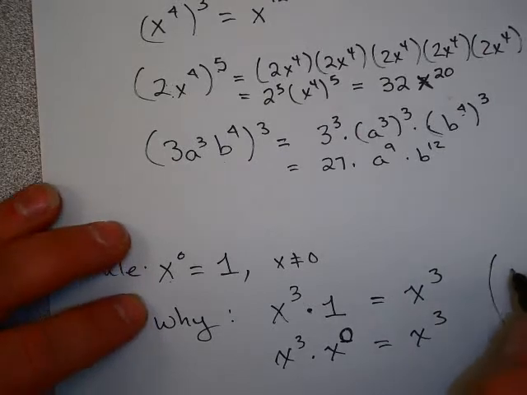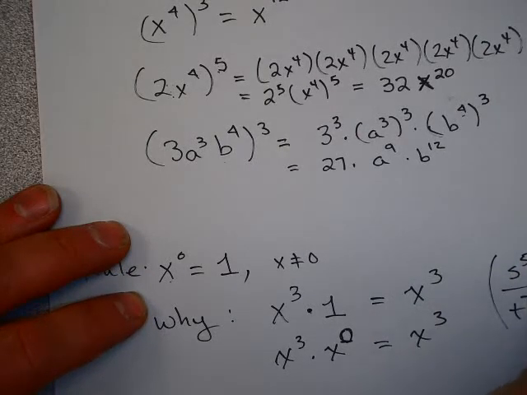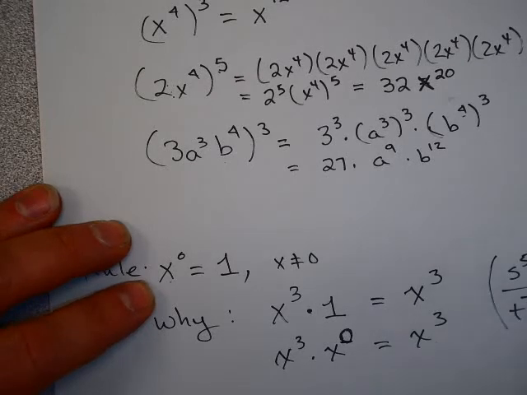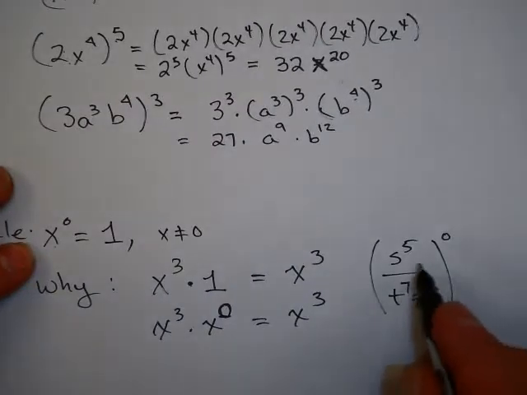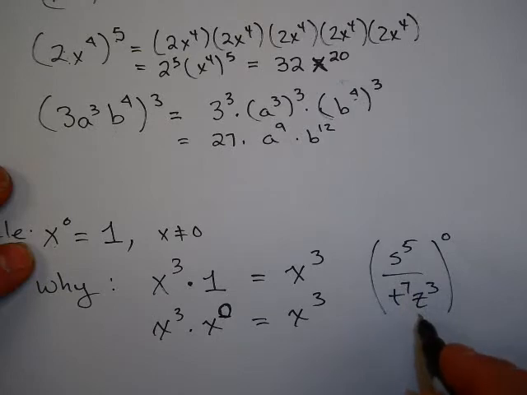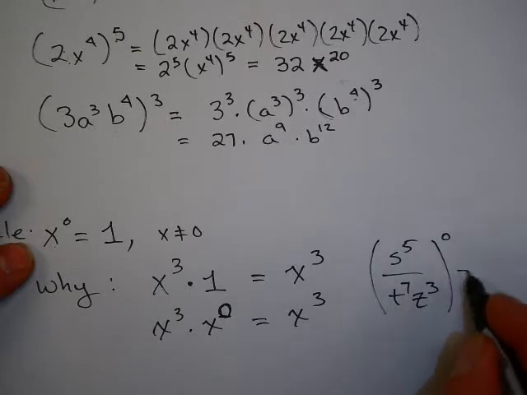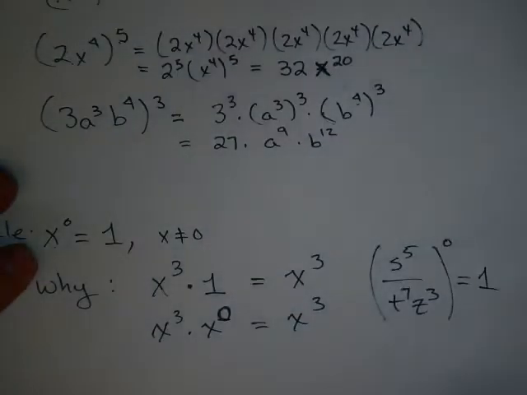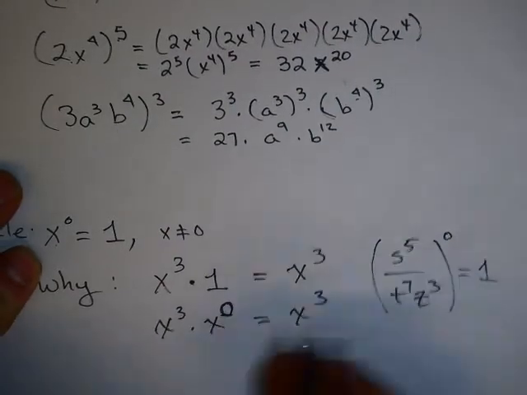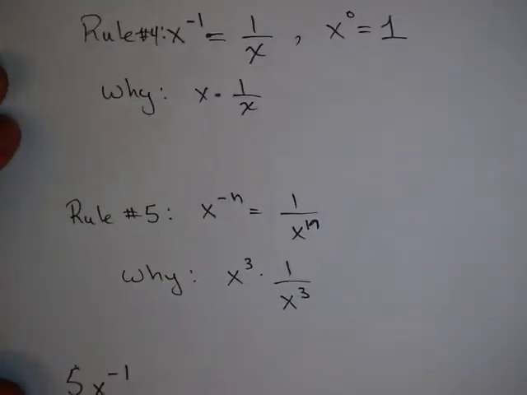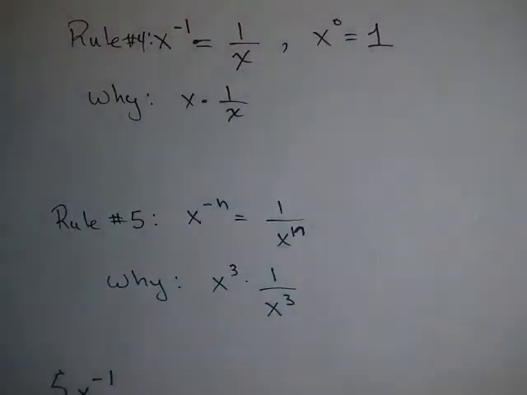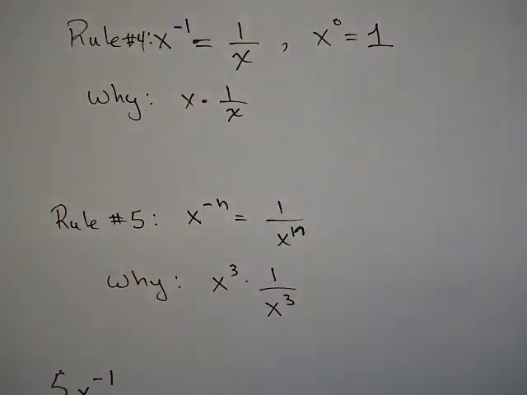Even if I write something down real complicated like this, and I go like this, and that s to the 5 over t to the 7 z cubed to the 0 power, that just equals 1. So that's kind of what we got going on there. Now let's take a look at another rule. This rule is a little interesting. It kind of uses that idea of x to the 0 equals 1, so I wrote that up there again.